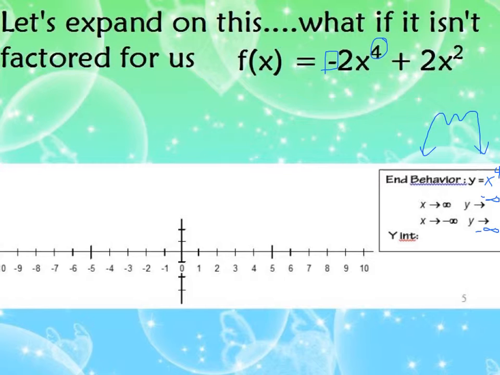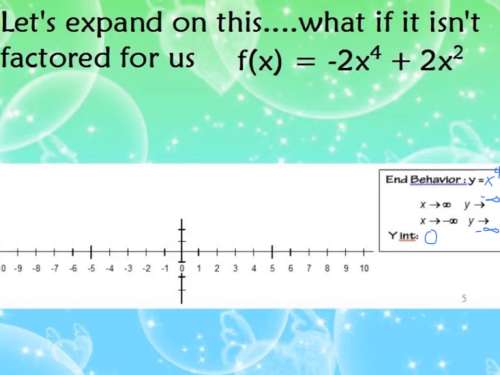As far as my y-intercept, it's actually easier to do your y-intercept in this form because I just plug 0 in for x. That's all going to be 0. Plug 0 in for x, that's all 0. So my y-intercept is going to be 0. Okay, so let's go back and go through. I still have to figure out those zeros, and to do that, I'm going to need to factor this thing.